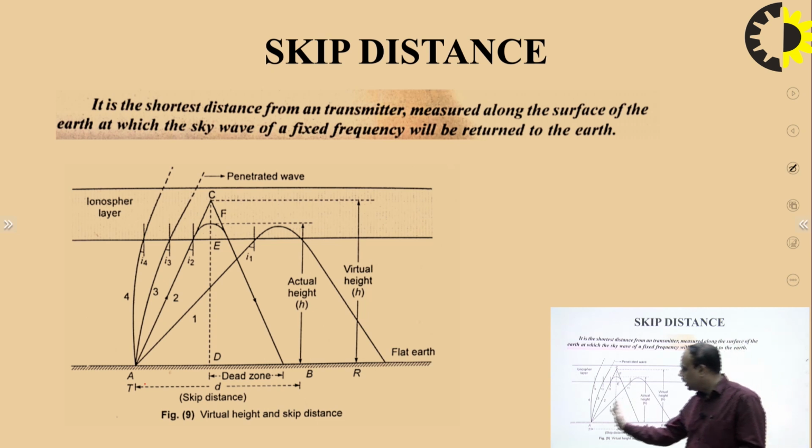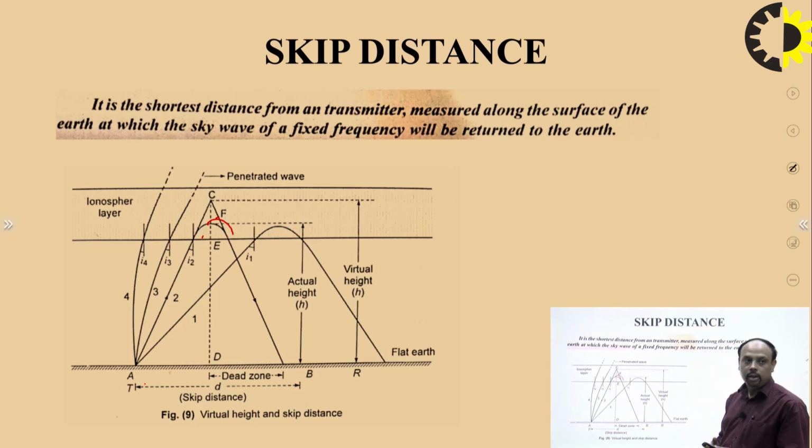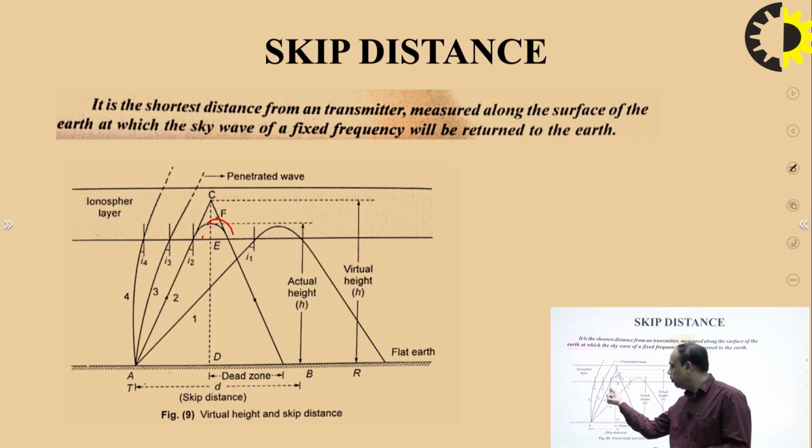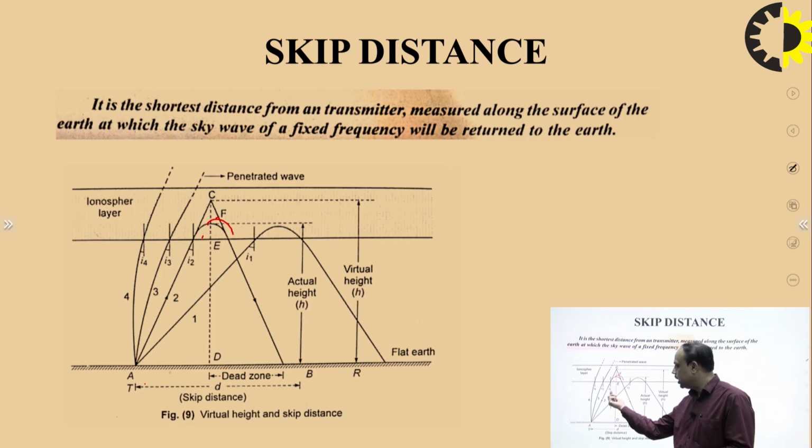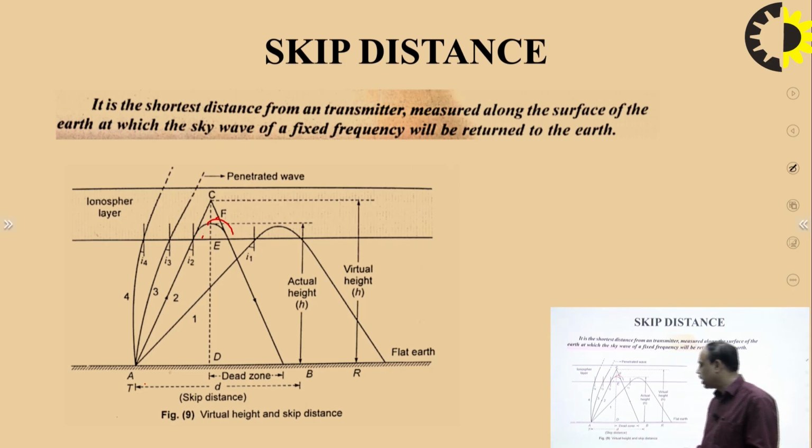In the case of the next ray, the incident angle is such that the wave penetrates into the ionosphere up to some distance and then gets reflected back by a layer of the ionosphere and is received at the receiver. So this is the minimum angle by which the wave gets reflected back from the ionosphere. This angle is known as the incident angle, and the distance that is not covered by this I2 angle is the skip distance. This zone is not covered.